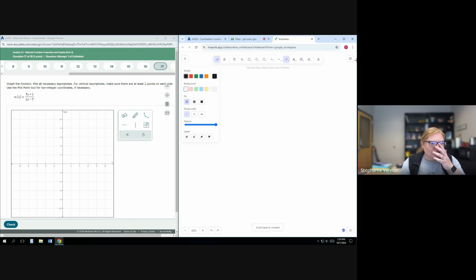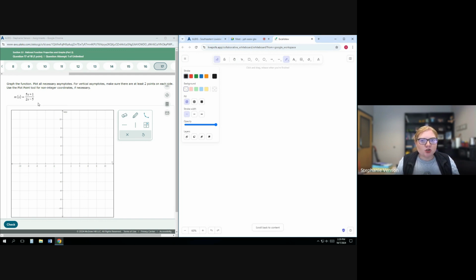Okay, so 17 says graph the function, plot all necessary asymptotes. For vertical asymptotes, make sure there are at least 2 points on each side. Use the plot point tool for non-integer coordinates if necessary. Quite frankly, I use the plot point tool for everything, so it just makes plotting points easier and less room for error. But let's take a look at our function right here, which is m of x. So m of x equals 5x plus 1 over 2x minus 5.